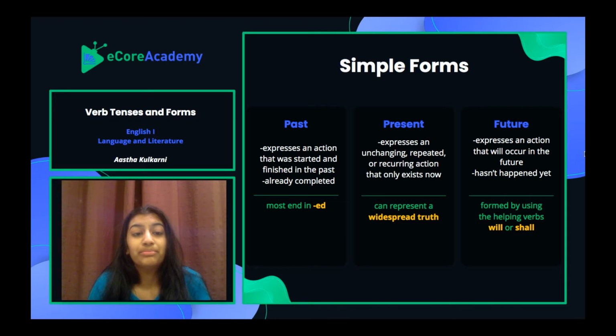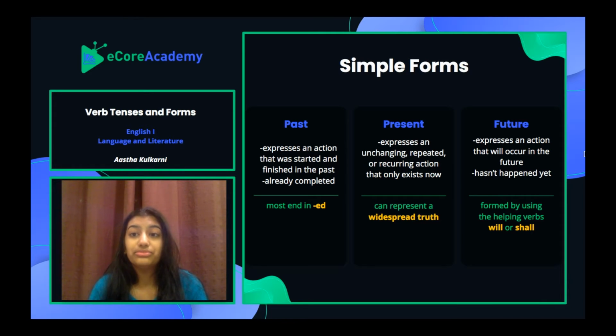Basically, the widespread truths for present would be those helping verbs. So if you say, "I am happy," that is a widespread truth. It's always going to be true unless something happens. So in the present, "I am happy" is an example of a widespread truth.